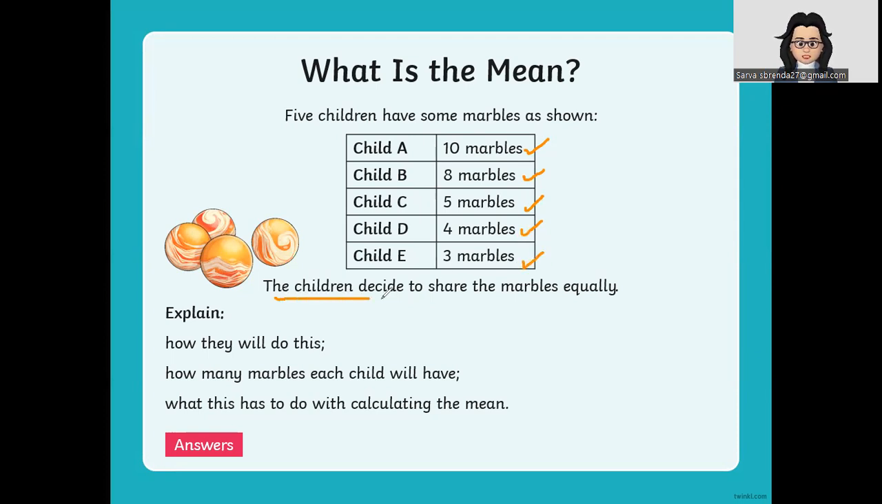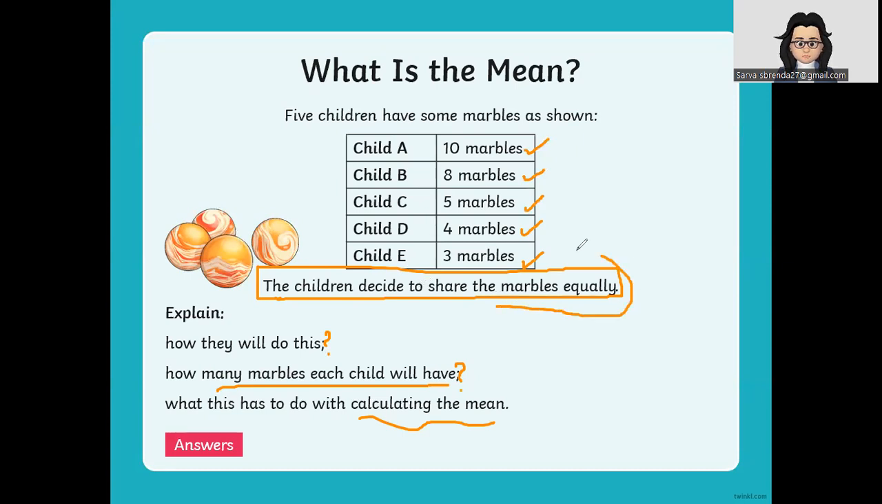Now the children decide to share the marbles equally. Now how are we going to do this? How will they do this? How many marbles will each child have? And what has this got to do with calculating the mean? So how are we going to do this, guys?